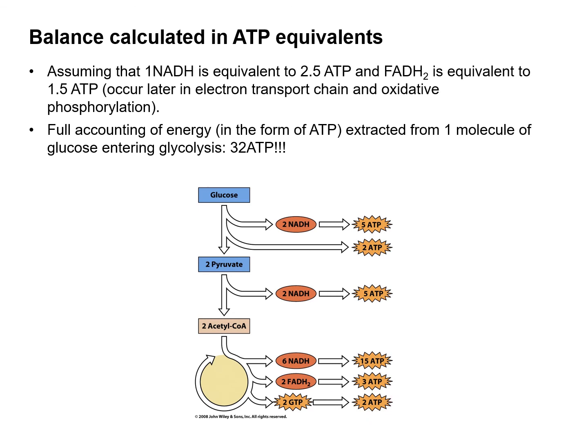In addition to that, let's assume that 1 NADH is equivalent to 2.5 ATP, and 1 FADH2 is equivalent to 1.5 ATP, which occur later in the electron transport chain and oxidative phosphorylation, which we will discuss in the next lecture. So the full accounting of energy in the form of ATP extracted from one molecule of glucose entering glycolysis would be 32 ATP. That's a lot of energy.